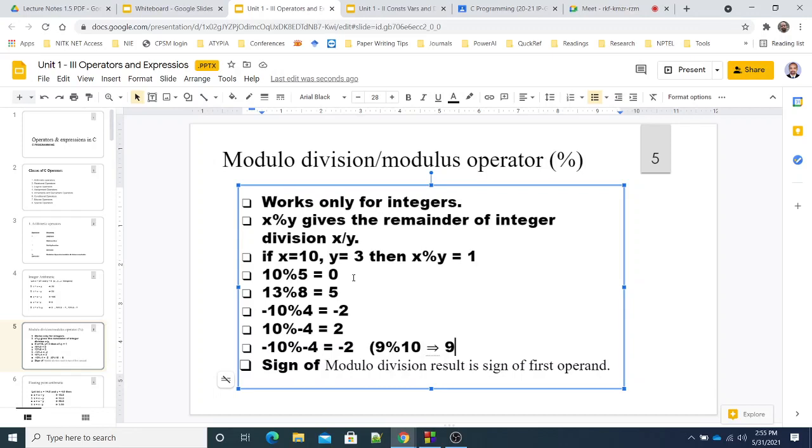Clear? Same rule we are applying. We are dividing, ignoring the quotient, and taking only the remainder. So 9 divided by 10: quotient is 0, remainder is 9.